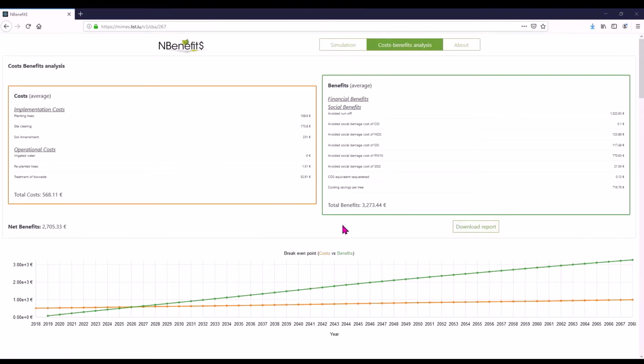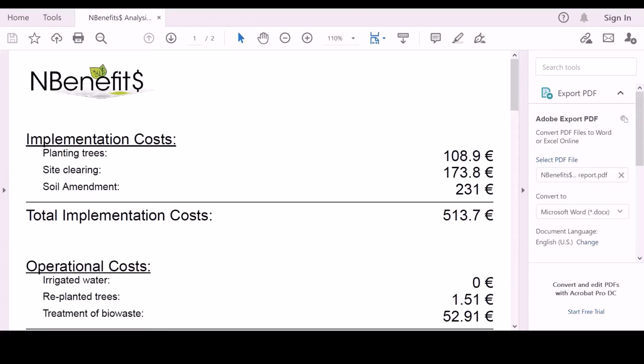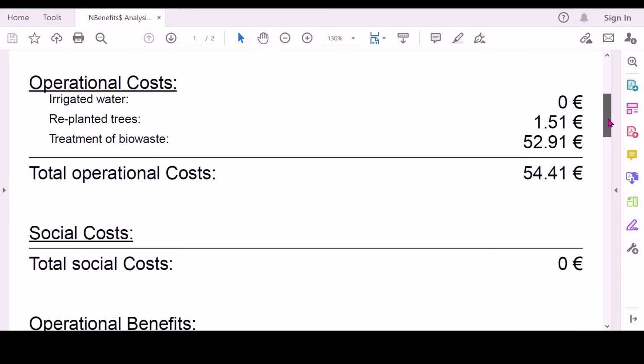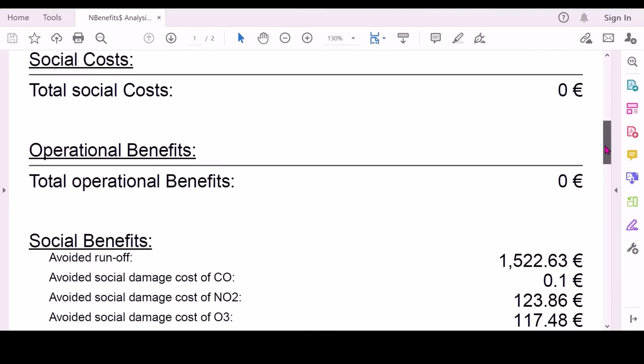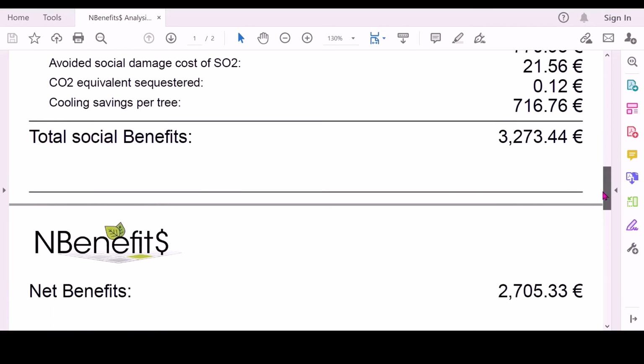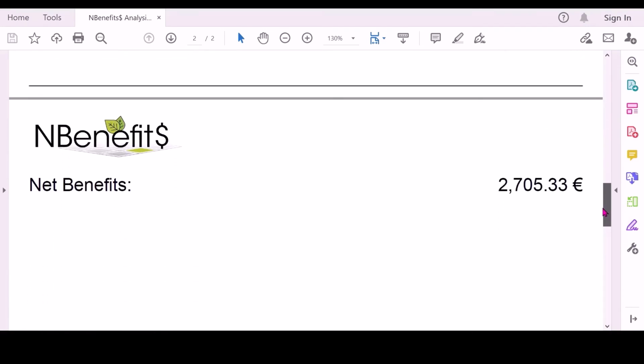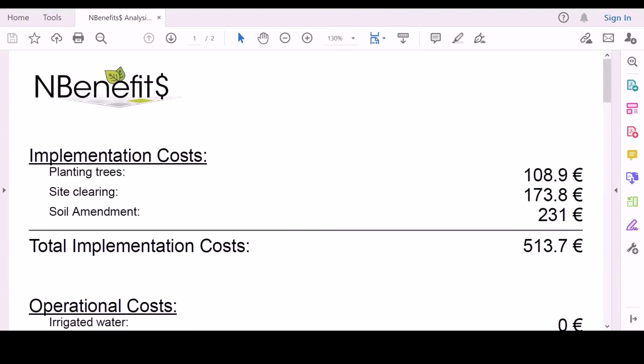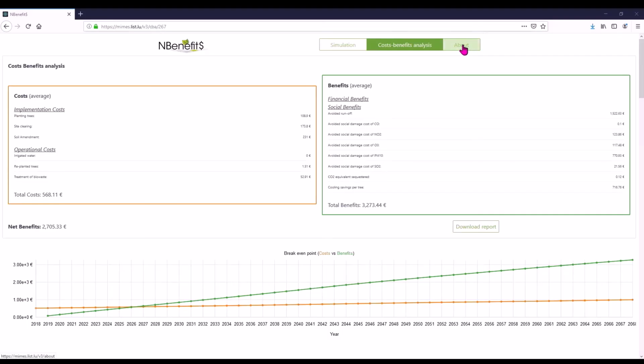The numerical results can ultimately be downloaded as a simple report, including a synthetic overview of the implementation, operational, and social costs, as well as different benefits generated by the nature-based solution. All this information can be useful to support the decision if duly incorporated as part of the design and planning documentation for urban planners and landscape practitioners, or as associated technical reports supporting these documents.